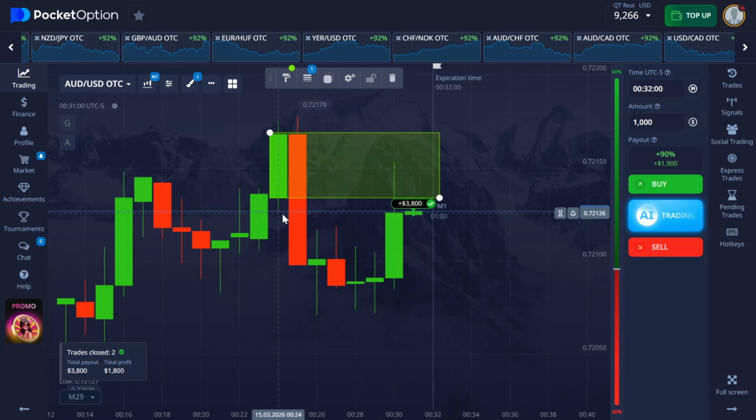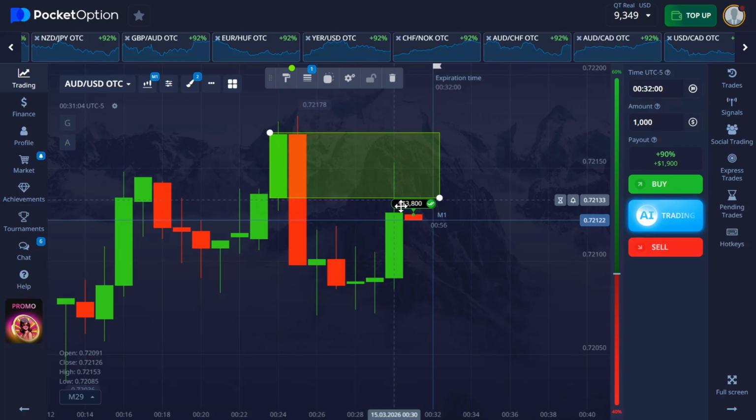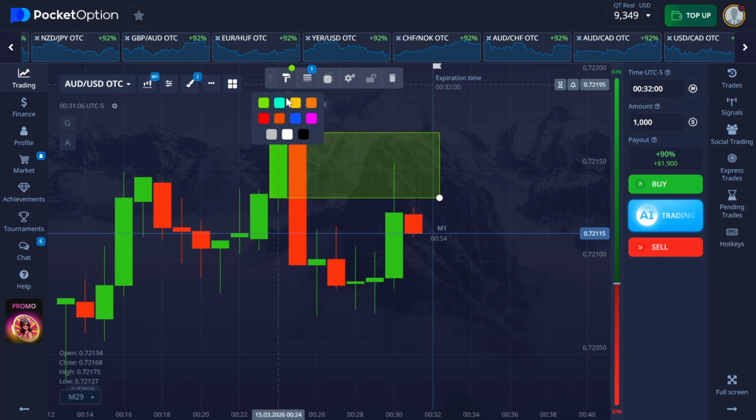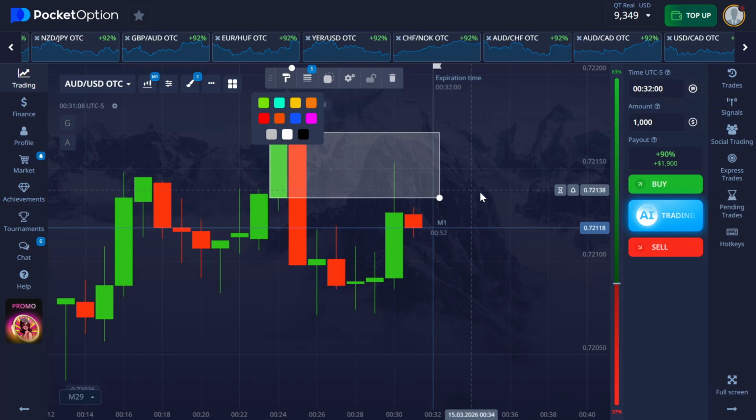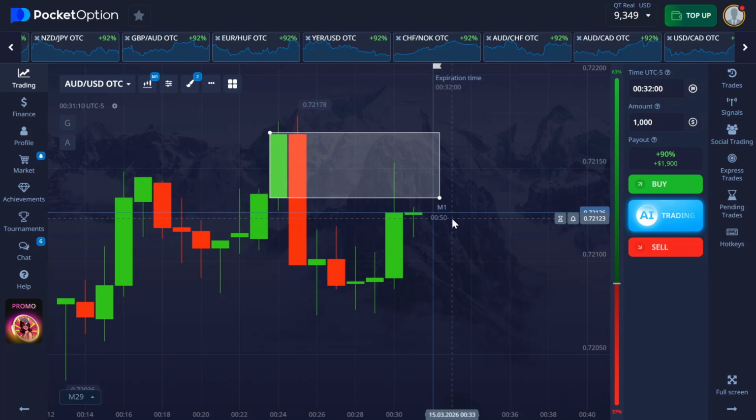You notice how it breaks the wick and the body of this one right here, and you see it works nice. You see that rejection, guys? And this is the reason why I said you definitely need the mentorship in order to trade these strategies effectively.